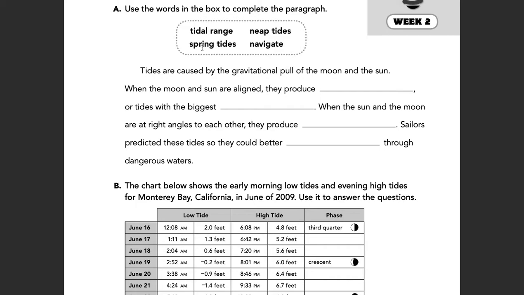Remember we talked about this the last couple days where we were introduced to 2 specific types of tides, spring tides and neap tides. Spring tides are when the sun, the moon, and the earth are all in alignment, because that's when we have our greatest tidal range, or highest high tides, lowest low tides, because they're pulling on earth from the same direction, which creates more of a gravitational pull. So when the moon and the sun are aligned, they produce what would be spring tides.